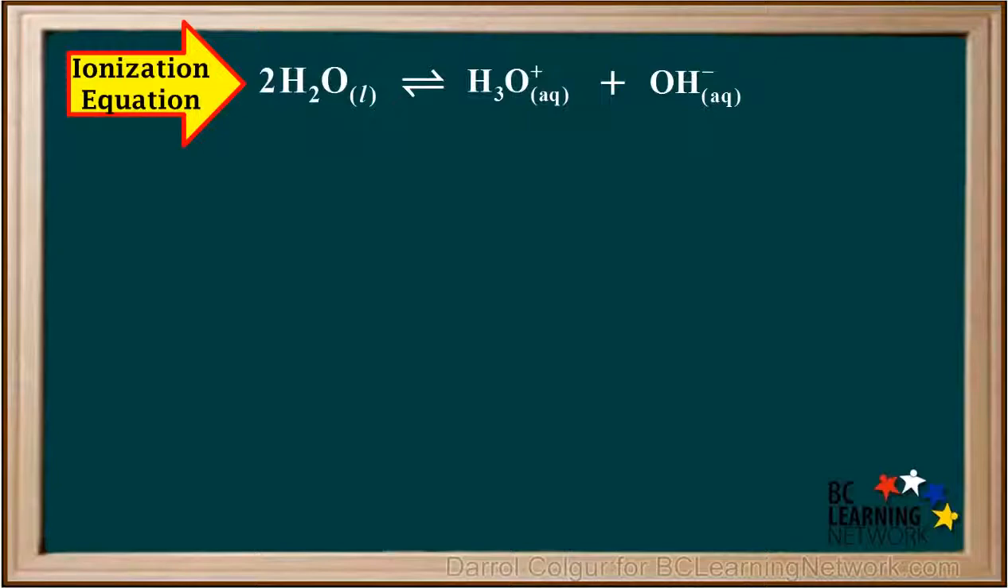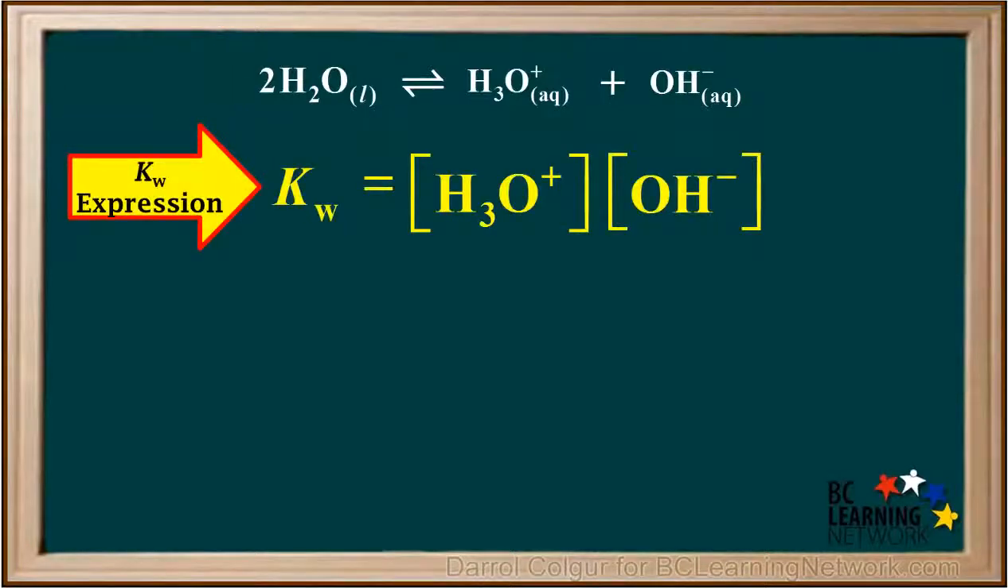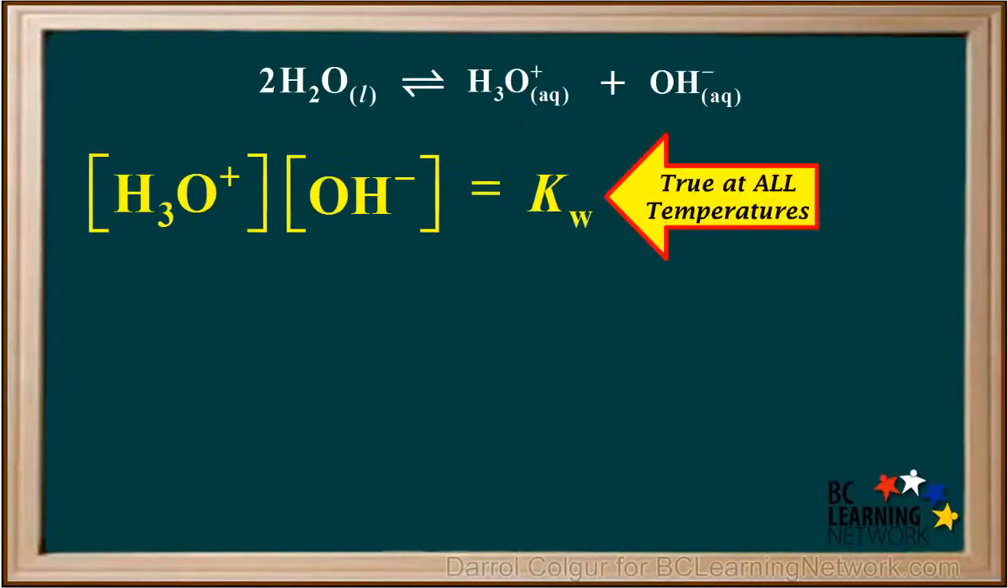Remember, this is the ionization equation for water. This process occurs in every sample that contains water. This is the Kw expression. It states that the product of hydronium and hydroxide ion concentrations is an equilibrium constant called Kw. The concentration of H3O+ times the concentration of OH- is always equal to Kw.